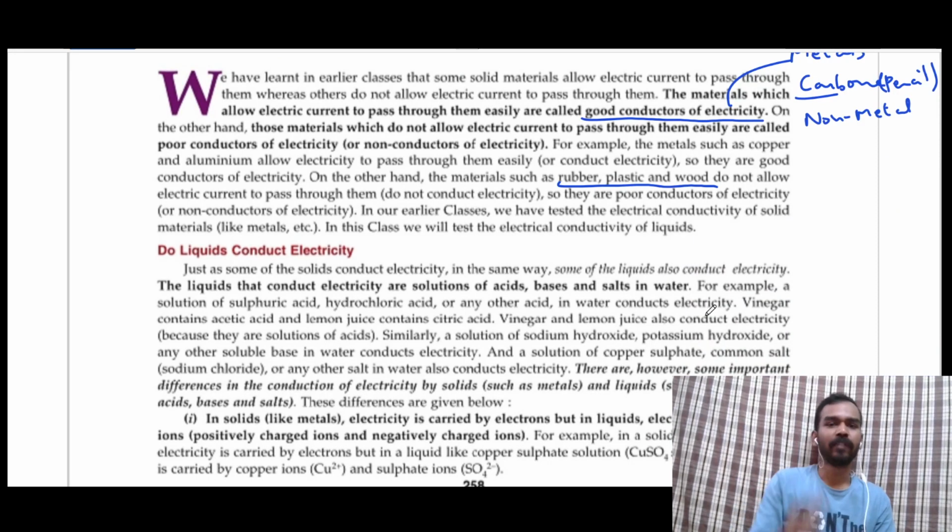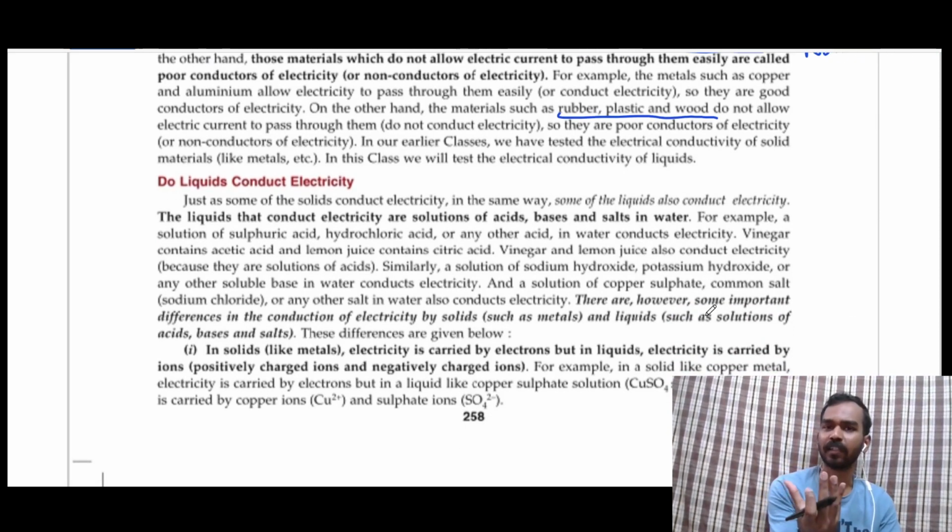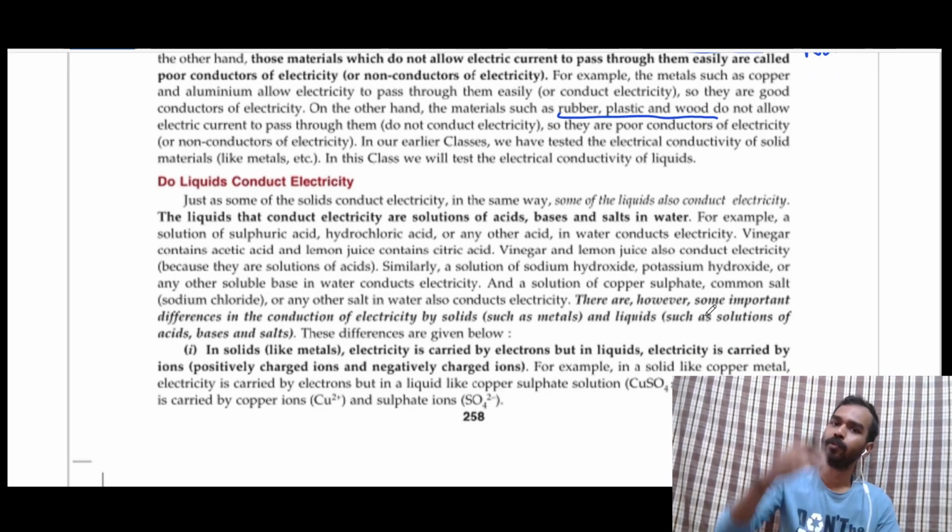Now coming to liquids. All these metals and non-metals I am talking about are in solid form, and you have a wire. So what happens when current passes through a liquid? Now only the game starts. Okay, you have water. You assume there is water, and you dip the wire in.